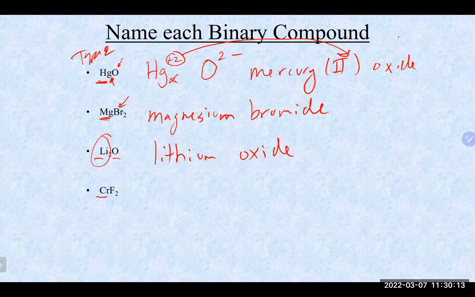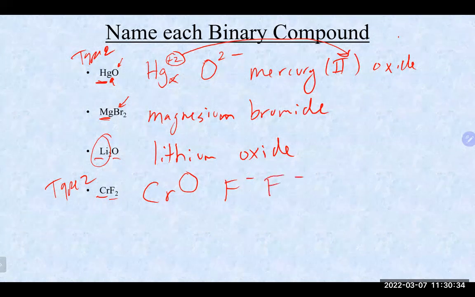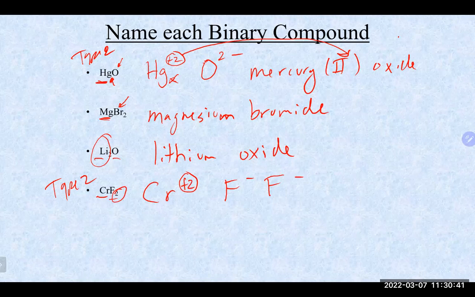Cr, which is chromium, F, which is fluorine, metal, non-metal, tells you it's ionic. Chromium definitely is right there in our transition metal region, telling us it is a type 2 guy here. That means it could have multiple types of charges. Looking at the F, which is group 7, has a -1 charge. And there's not just one of them, but there are 2 of them. That means that the chromium here does need to have a +2 charge to balance it out.